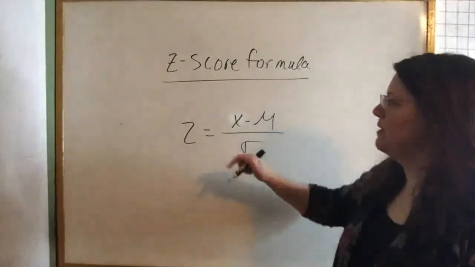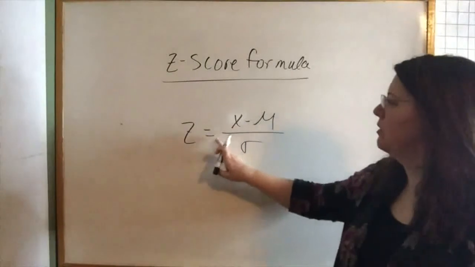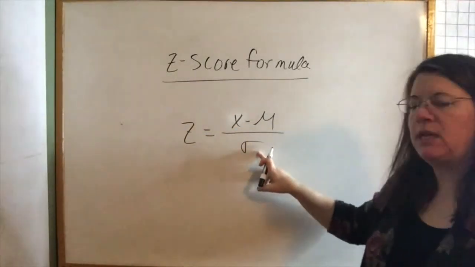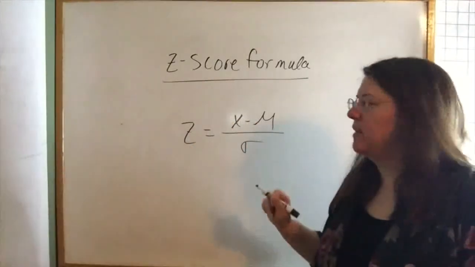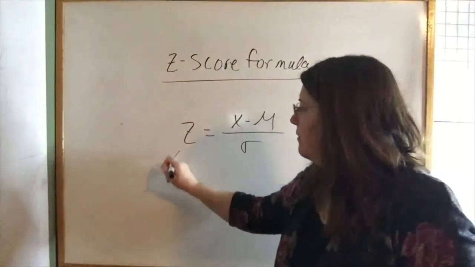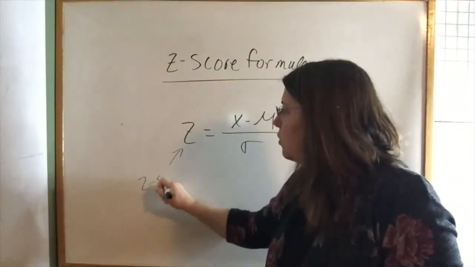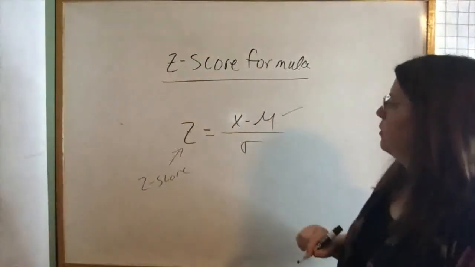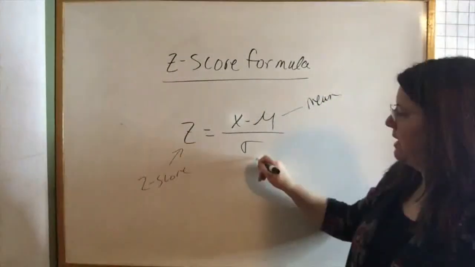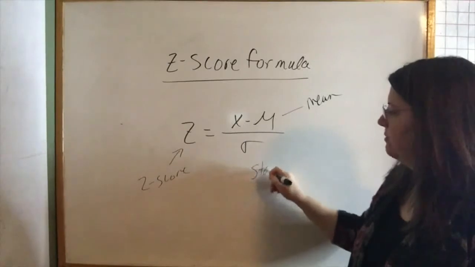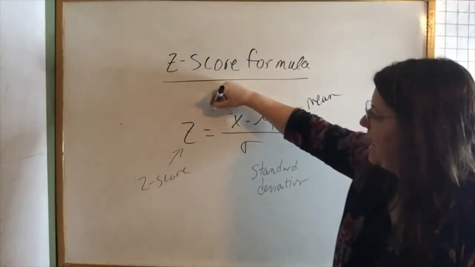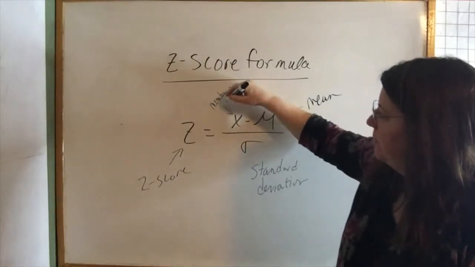The formula for a z-score is z equals x minus mu over standard deviation. So we need to understand what all these variables stand for. Z is your z-score, so z will be the actual z-score. The mu we talked about earlier is the mean of the set of data. Sigma is the symbol for standard deviation. And the x is just a number from the data, so that's a member of the data.